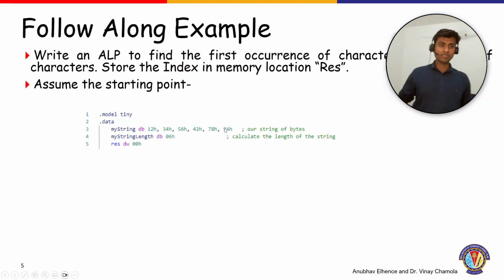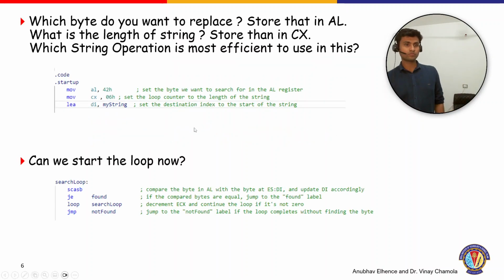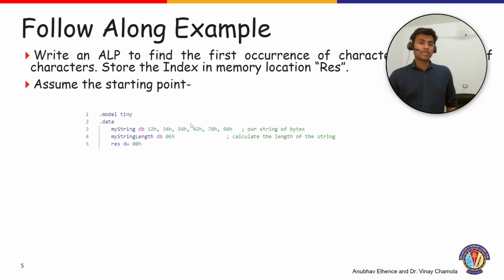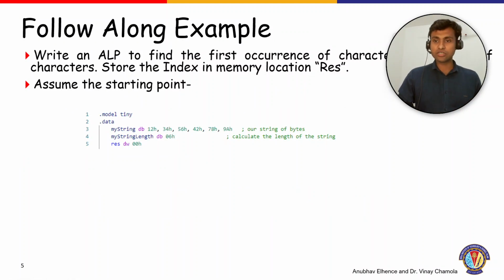So let's start with a follow along example. Write an ALP to find the first occurrence of a character in a string of characters and store the index in memory location res.